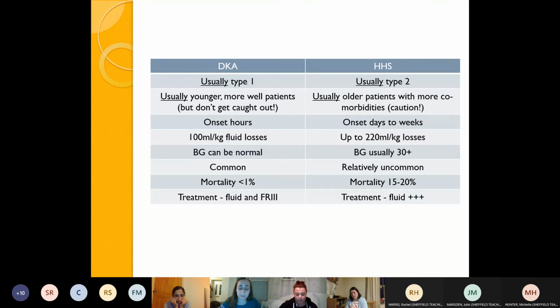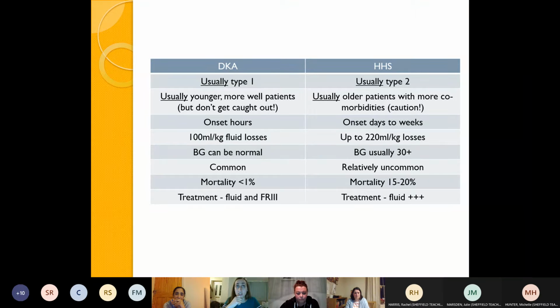Does it tend to be in a certain age group, Nasheen? Have you seen in your experience? Yeah, so usually HHS is just type 2s, and they're usually older patients, but these days we are seeing younger patients with type 2, so it is something that we just have to be cautious of, that a young, relatively well-looking person could be presenting with a first presentation of type 2 diabetes. So it's just something to keep in the back of your mind, but usually it's older people, and that's what makes the mortality so high. So as you can see at the bottom right of this slide, mortality is up to 20%.